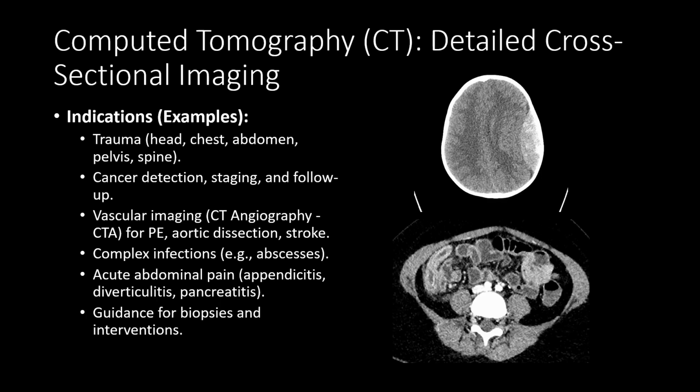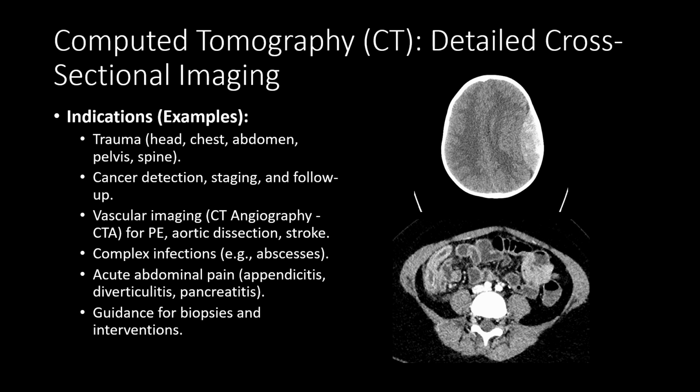Computed tomography, or CT imaging, is a detailed cross-sectional imaging modality. So it provides good detail, and it is sort of a 3D assessment. Some indications for that: trauma, we use CT all the time in trauma, whether it's head, neck, chest, spine, pelvis. We use it a lot for cancer detection and for staging and follow-up of known cancers.